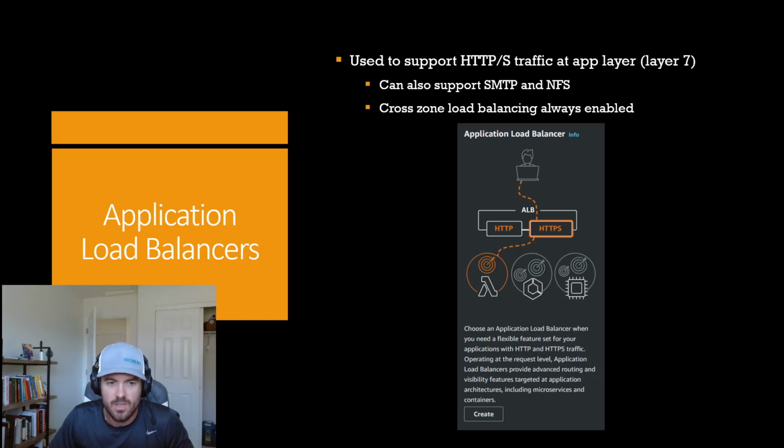Okay? So an application load balancer is used to support HTTP and HTTPS traffic at the application layer, so layer 7 of the OSI model. It can also support SMTP and NFS protocols. Cross-zone load balancing is always enabled, right? So it gives you that level of availability, all right? And again, you can see here that it can route to maybe a Lambda function, some kind of container, or an instance, okay?